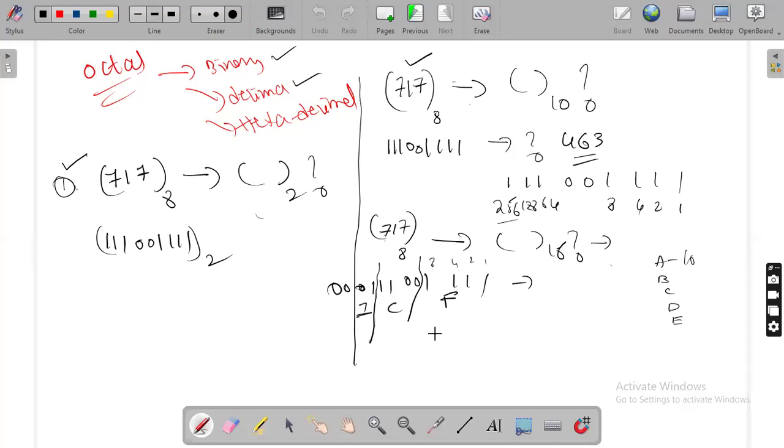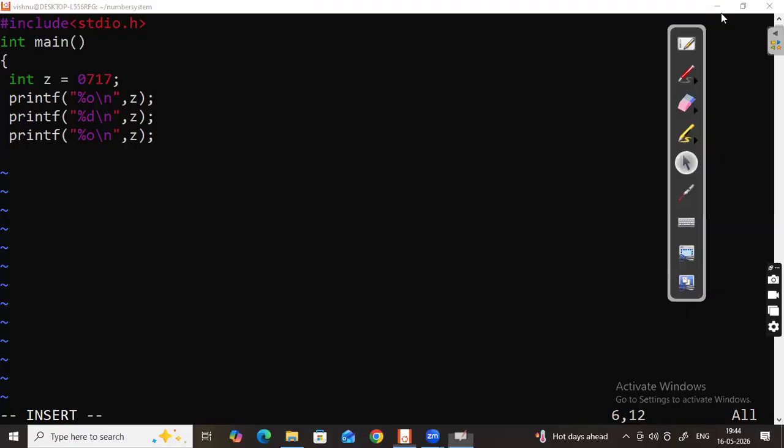463. And hexadecimal is 1CF. So now if I print in %d format, meaning decimal format, 463 will be printed. If I print %x, meaning hexadecimal format, 1CF will be printed. See here. So 463, and this last one is hexadecimal, which is 1CF.